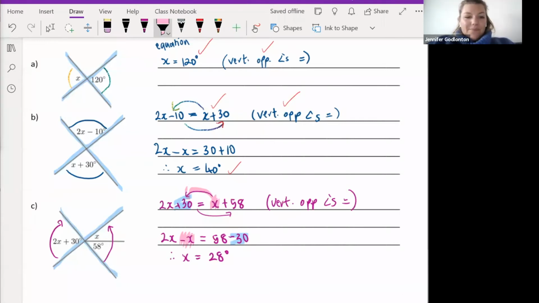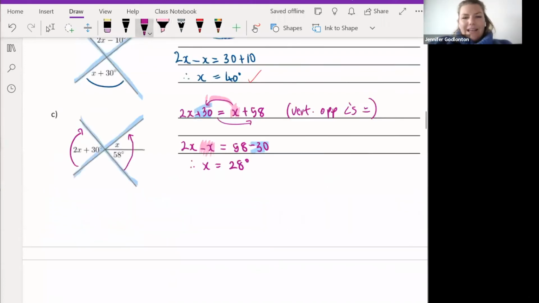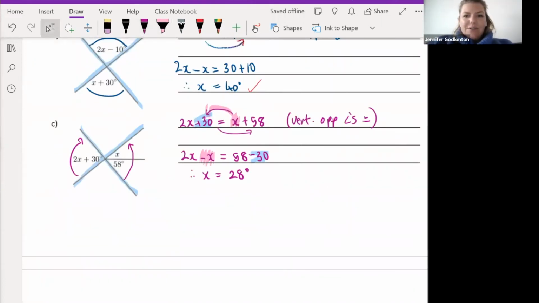Okay, let's give another one a try. This one, I know it looks scary, but it's not scary. Don't panic. Those are your two straight lines. Oh sorry, I know that hand is up. You want to take a screenshot, I think. You can take a screenshot and then I'm going to go back down.